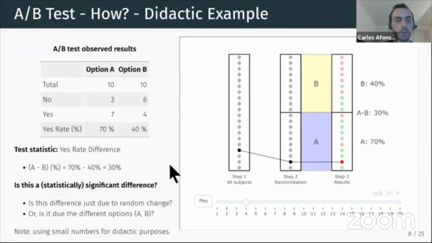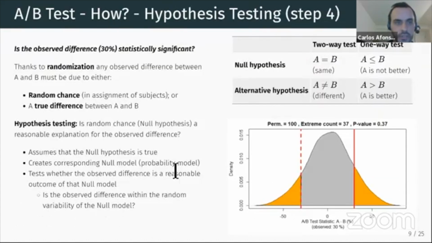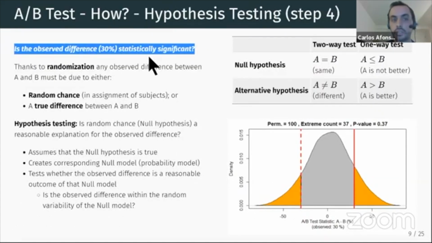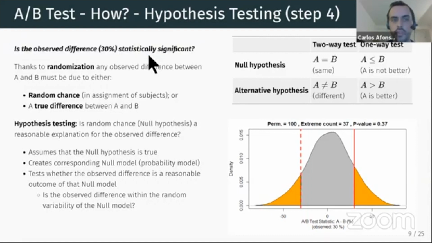All right. So now we need to determine if this observed difference of 30% between A and B is statistically significant or not, and that's the hypothesis testing part. So with hypothesis testing, we want to determine if the difference is statistically significant or not, and the observed difference we saw was 30%.